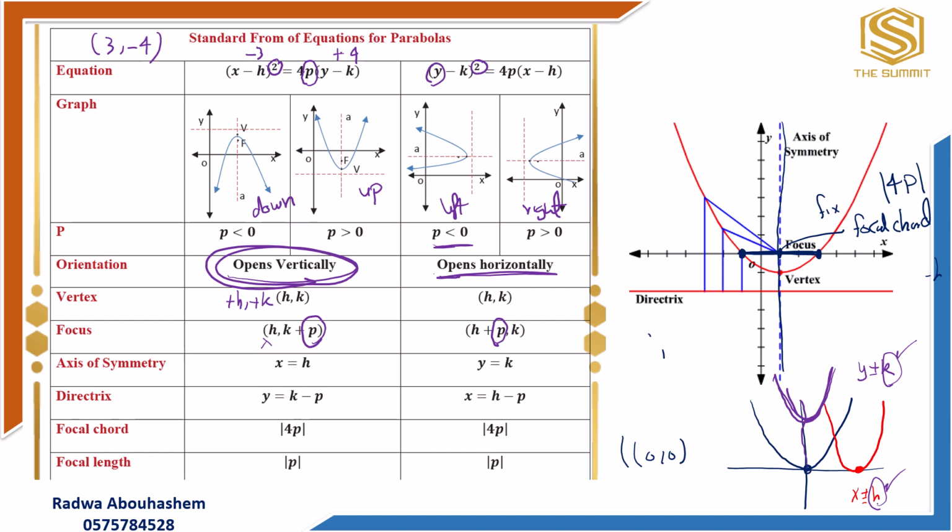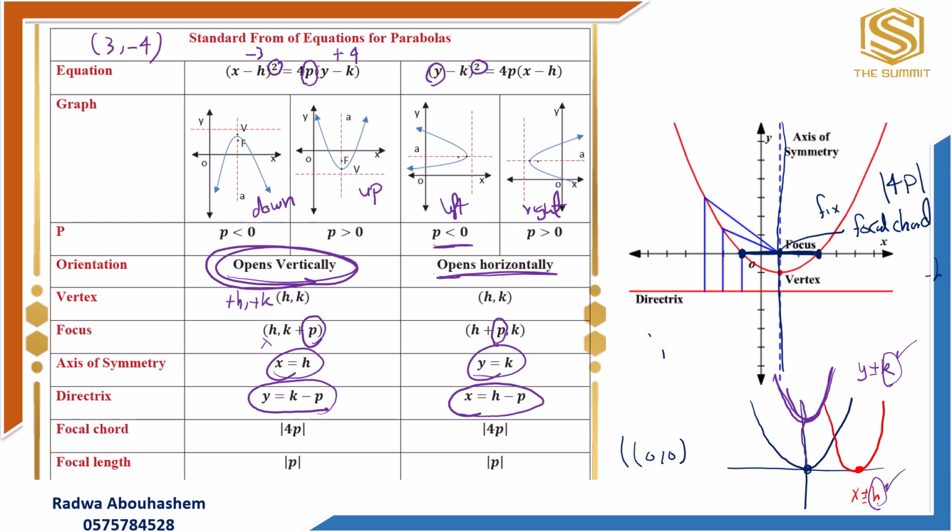And the axis of symmetry, if it's open vertically, is just equal to what? Equal to H. If it's open horizontally, it's equal to K. The directrix. Now, again, you have to look first if it's open vertically or open horizontally. If it's open vertically, you subtract B from the K. If it's open horizontally, you subtract B from the H.